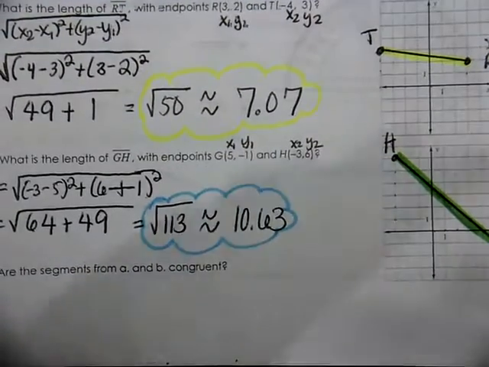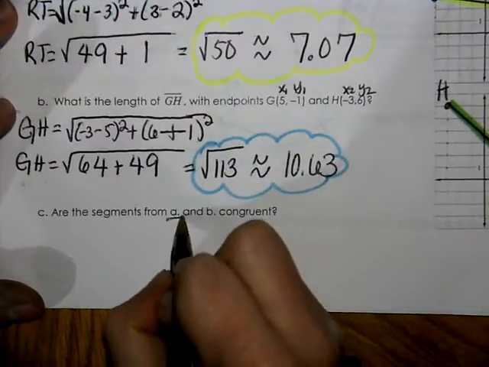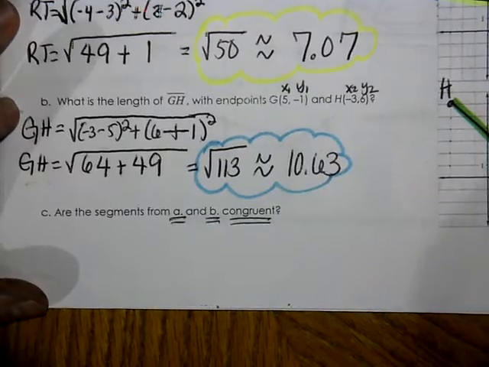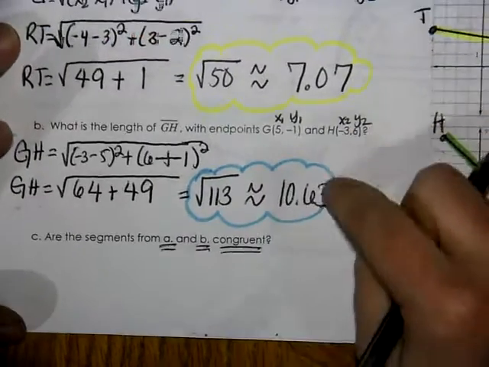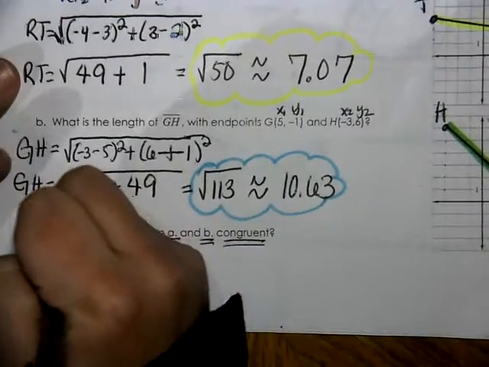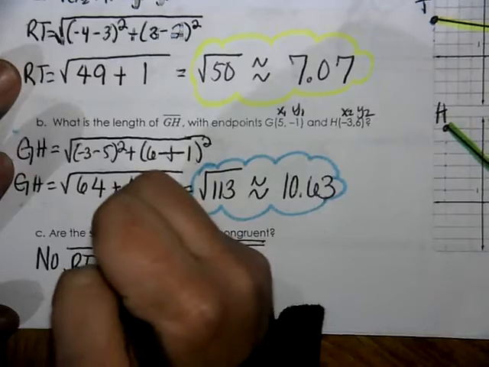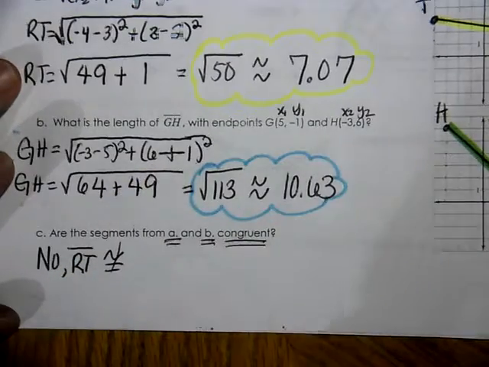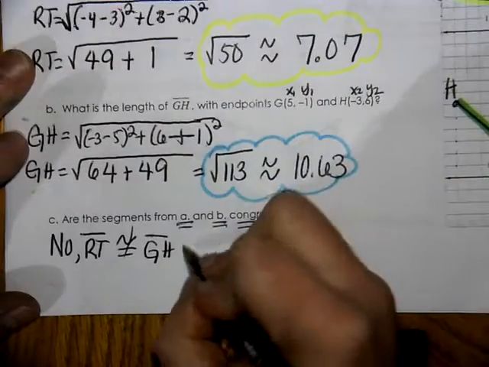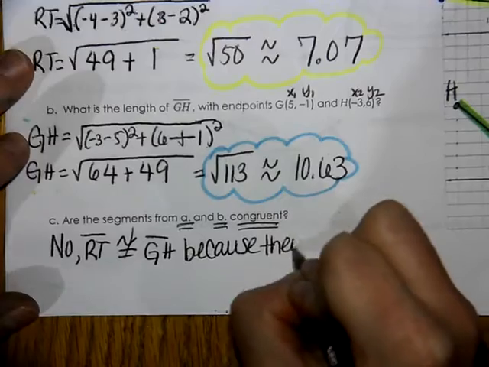So here's a fun question that connects what we've already talked about before. Are the segments from A and B congruent? Well, do they have the same length? No. So we're going to say no. RT is not congruent to GH, and we'll say because they do not have the same length.